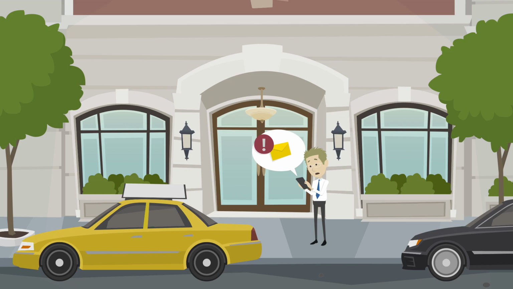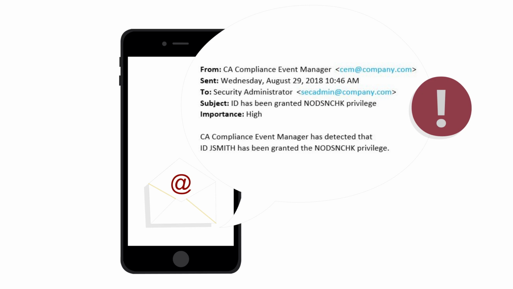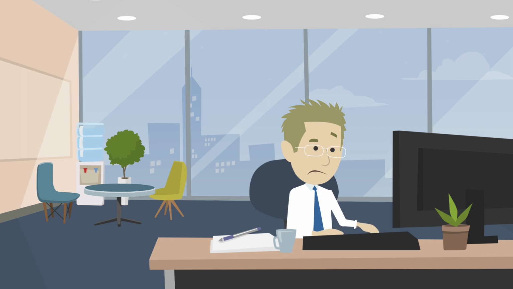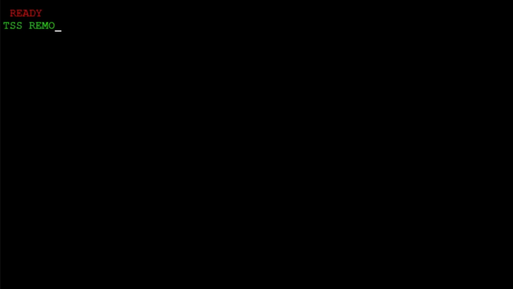Thanks to this monitoring, you receive a real-time email alert about the No DSN Check privilege grant. You review the email and realize that this grant represents a potential security risk because this ID is not authorized for the No DSN Check privilege. You quickly remove the No DSN Check privilege from the ID.